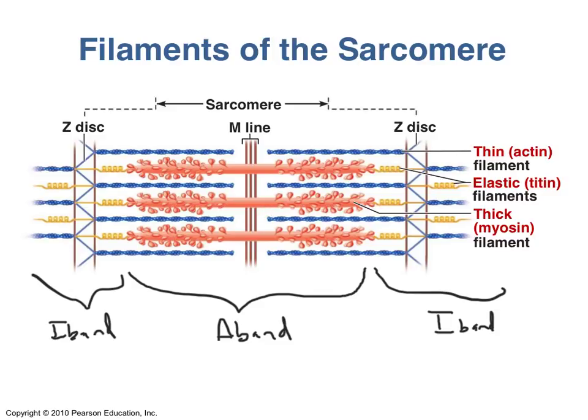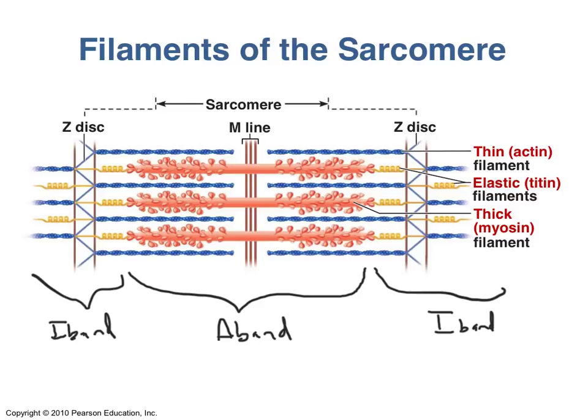You also have what are called elastic filaments, and that's what these yellow spring-like looking things are. Elastic filaments are polymers of a protein called titin. The elastic filaments run through the center of each thick filament, and they anchor these thick myosin filaments at the Z disc. So they hold the myosin filaments attached to the Z disc. These titin filaments are important because they help a muscle return to its resting length after contraction.